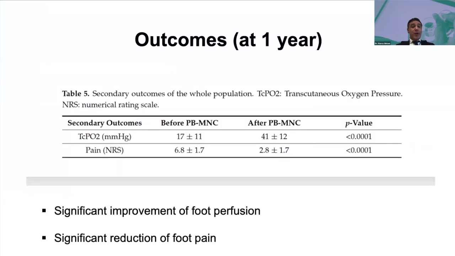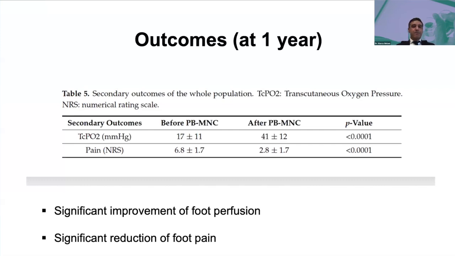We found also an improvement of foot perfusion, starting from 70 millimeters of mercury before the treatment to 41 millimeters of mercury after the treatment. At the same time, a significant reduction of pain by numerical rating scale from 6.8 at the baseline to 2.8 after the treatment.